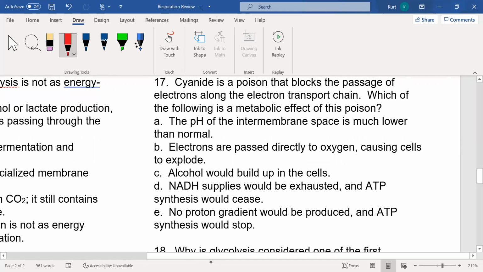The pH of the intermediate space is much lower than the normal. No. Alcohol buildup, and it is also... E should be the correct answer.